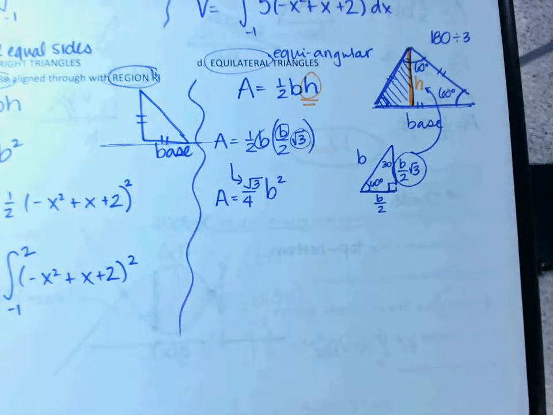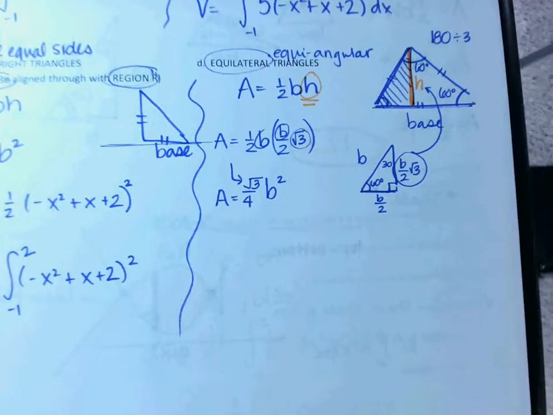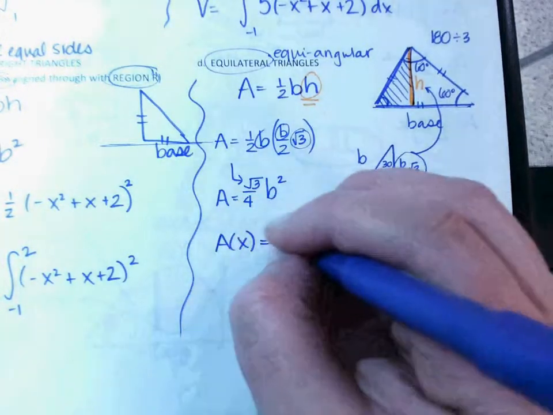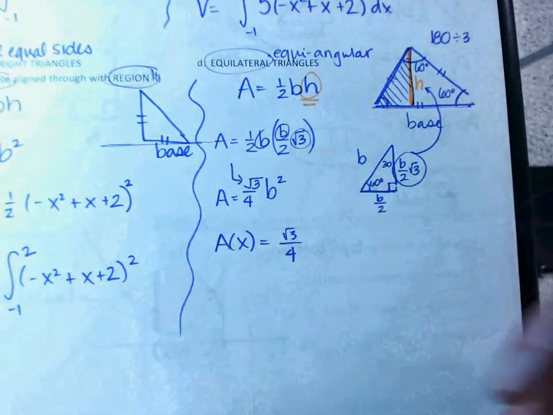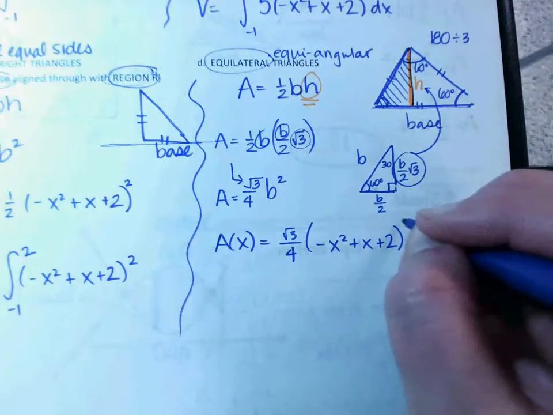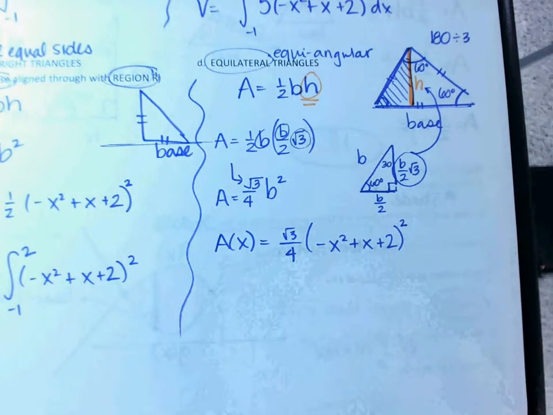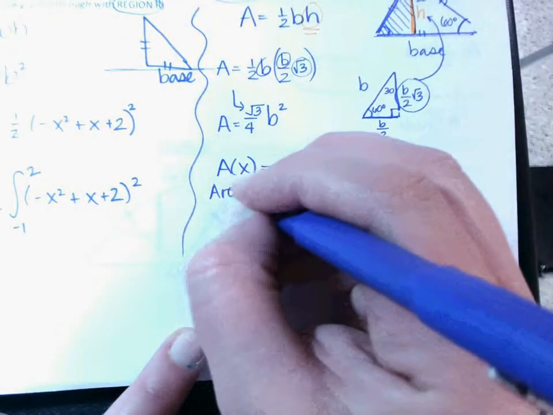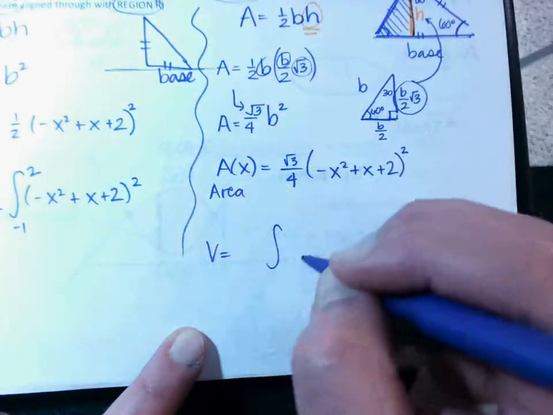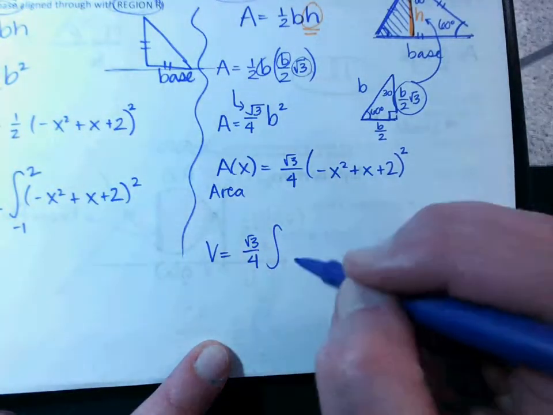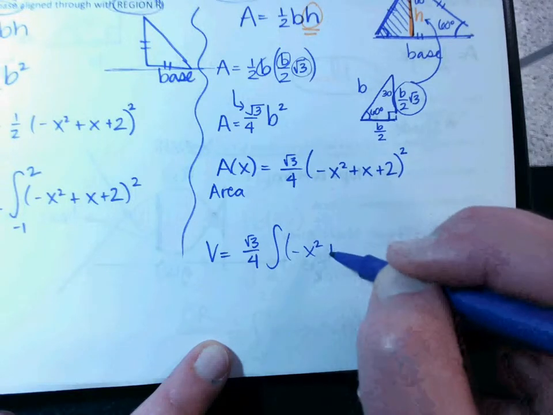Remember, you want to try to condense that area formula just to make it look prettier before you put it into your integral. So then a of x is going to be root 3 over 4, and then my base, which was the negative x squared plus x plus 2, and that would have a squared as well. And remember that if this is area, in order for me to get to volume, I just have to make it an integral. I'm going to put the root 3 over 4 on the outside, but remember that you could put it on the inside if you wanted to.